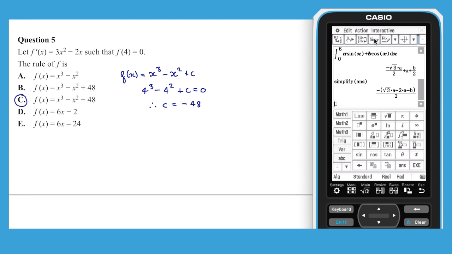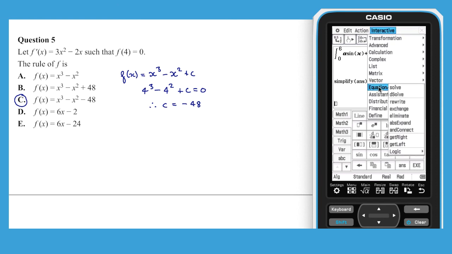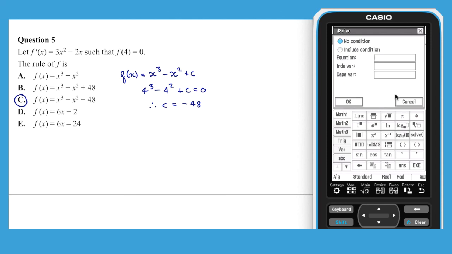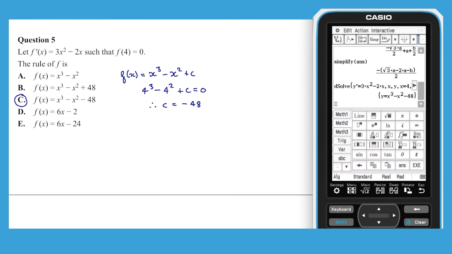In this question, the integration was relatively easy. If it were harder, we could use the ClassPad to integrate, or use the ClassPad's dsolve command to solve this differential equation. Dsolve is found under Equation. The equation required is y dashed equals 3x squared minus 2x. The dash is found on keyboard 3. X and y are the independent and dependent variables. We need to include the condition that when x equals 4, y equals 0. With this input entered, the ClassPad will solve this differential equation for y.